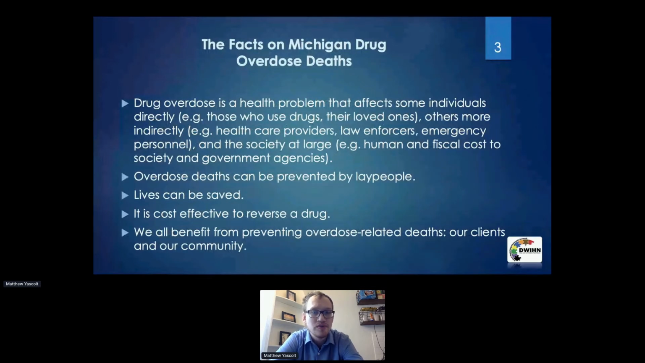So drug overdoses affect everyone, right? They affect healthcare providers, they affect law enforcement officials, and of course, they affect society at large. Anyone who's paying taxes, and that's one thing we're certainly all guaranteed to do, is being affected by the allocation of their tax dollars and by overdoses. How we decide to allocate our tax dollars affects everyone. Overdose deaths can be prevented by anyone. Lives can, of course, be saved, and it is cost effective to reverse a drug overdose.